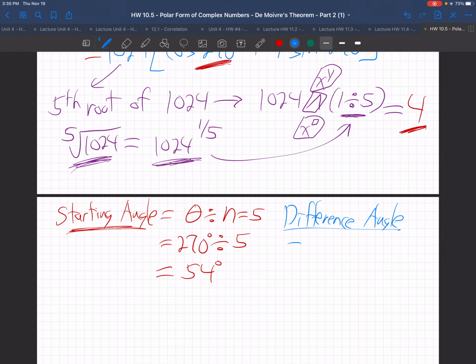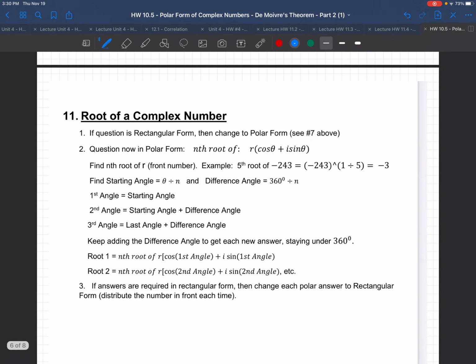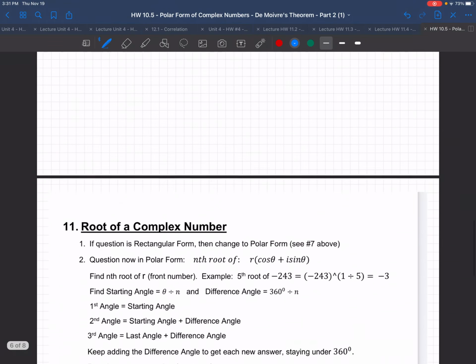The difference angle is 360 degrees divided by n. That's what it says right here in these formulas. So starting angle and difference angle, both dividing by n. It's theta divided by n and then 360 divided by n. So that's 360 divided by 5. Remember, n is 5. And so that's 72 degrees. Your calculator will tell you. Okay, so we've got the starting angle and difference angle. Now what do we do?